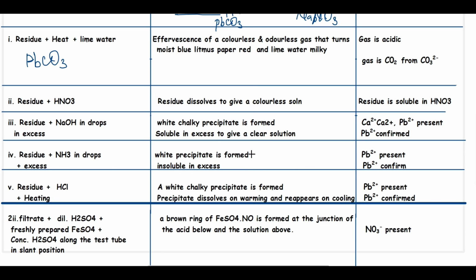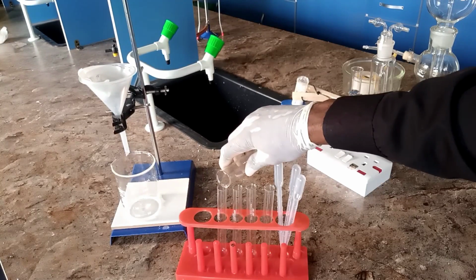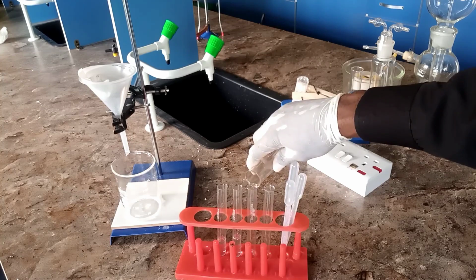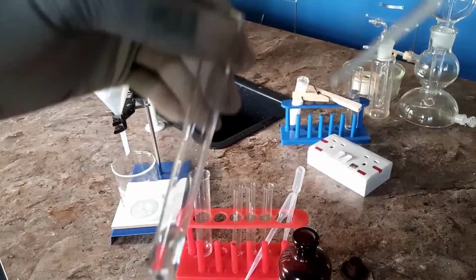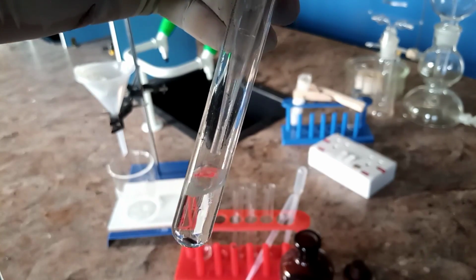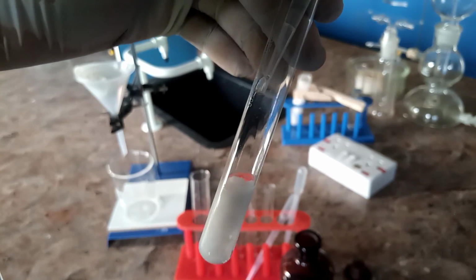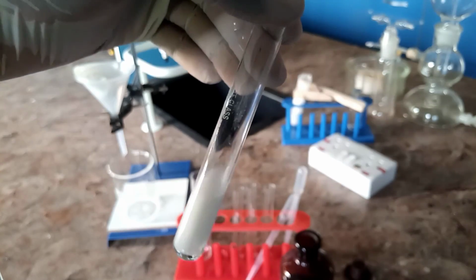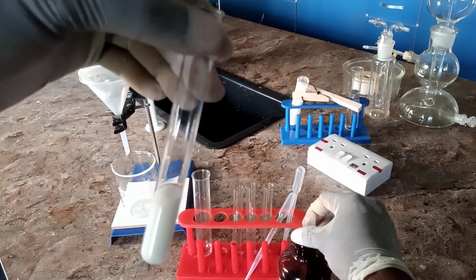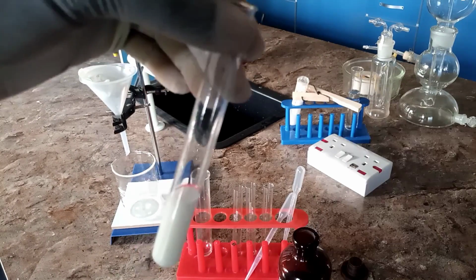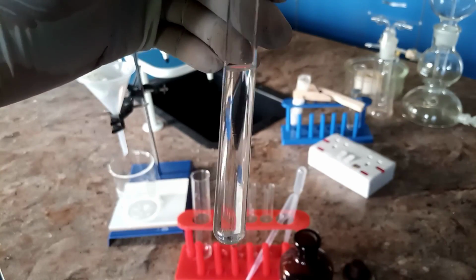All right, here's the demonstration. So you divide it into 3 test tubes, and then to the first one you add sodium hydroxide in drops. You observe a white non-gelatinous precipitate, a white chalky precipitate which is soluble in excess. In excess, the precipitate dissolves to give a clear solution, as you can see.